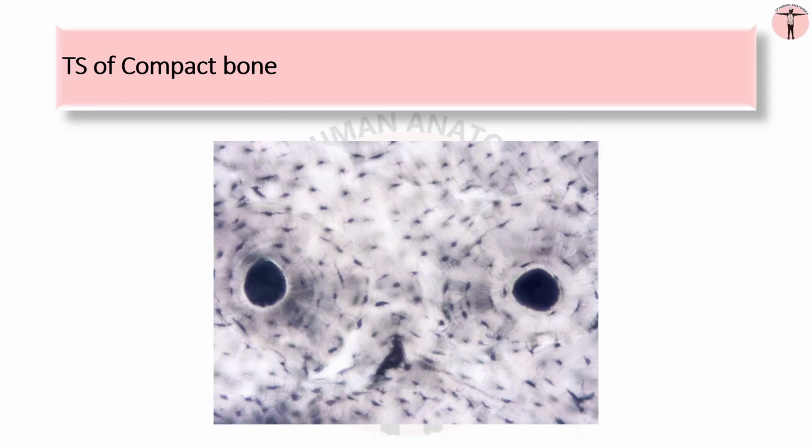Okay, these are few other photographic sections observed under the microscope for you to identify the features. The next 3 slides show different transverse sections of the compact bone. Try identifying the Haversian system, Haversian canal, concentric lamellae, interstitial lamellae and lacunae.